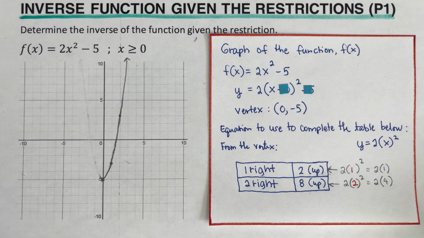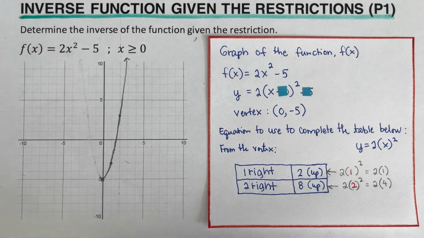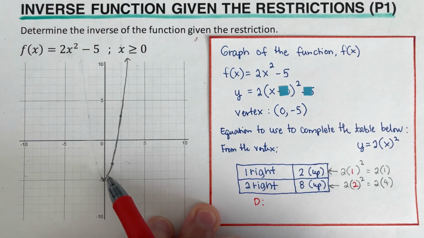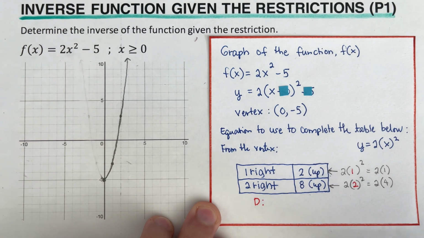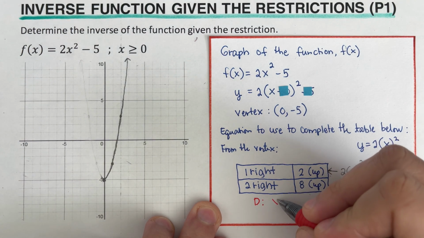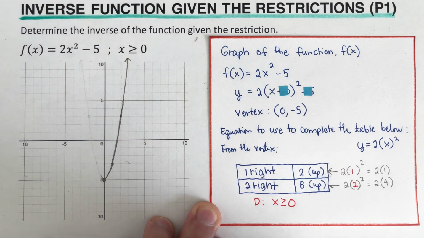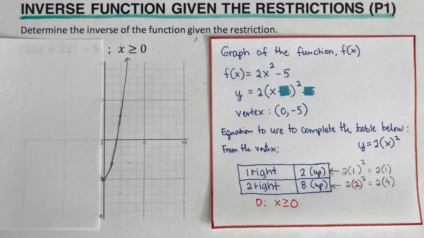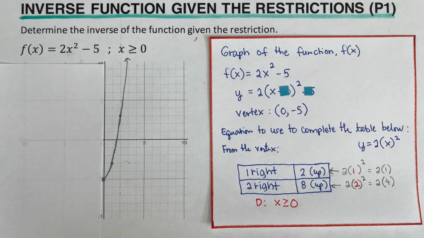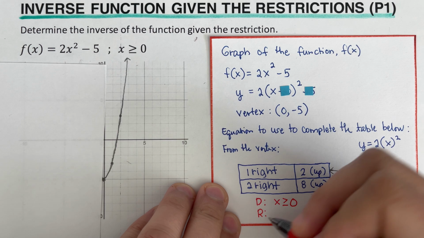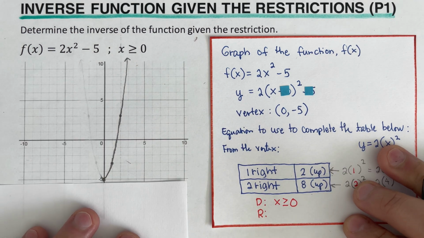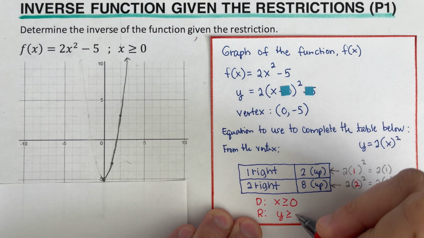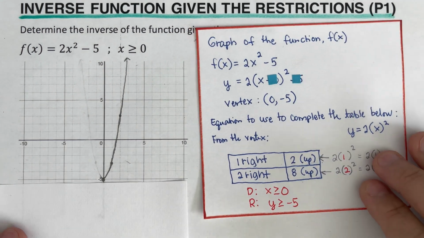Therefore it already has an inverse function. So looking at this graph right here, the domain for this graph, which is the one that is restricted already, is x is greater than or equal to 0. Again, we already erased the other branch because it is not part of the restriction. Now the range here is going to be above -5, so y is greater than or equal to -5. So that is the domain and the range for this graph.